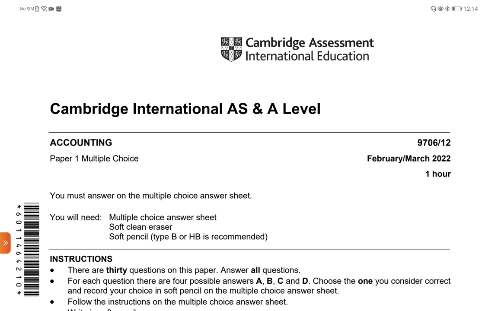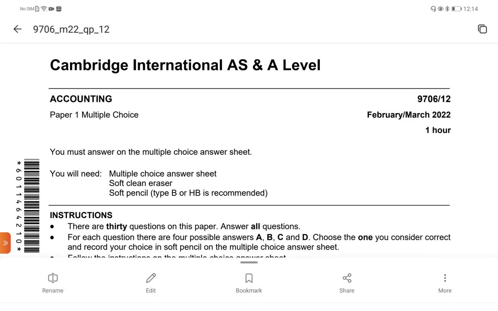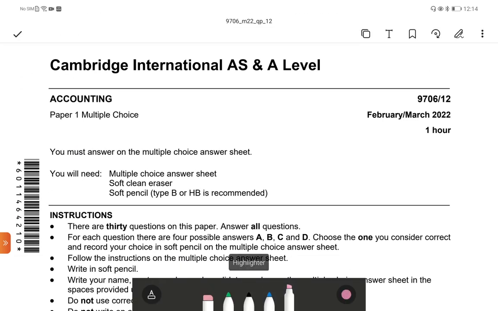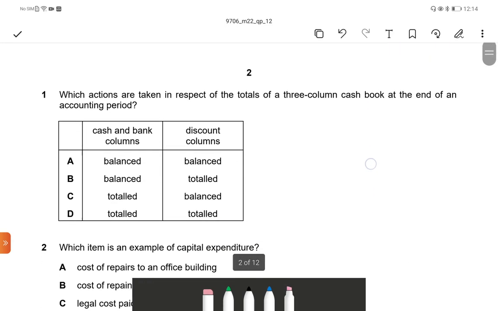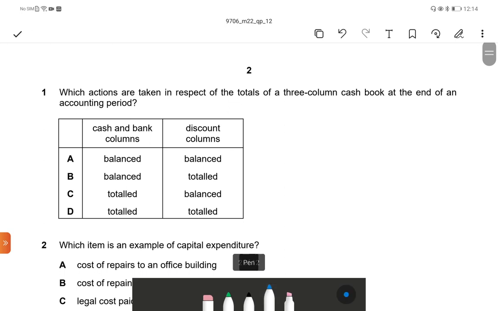In today's video, we are going to solve the February-March 2022 AS level paper, variant 12, duration 1 hour. Question number 1.